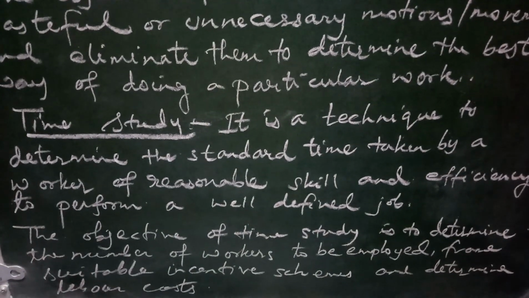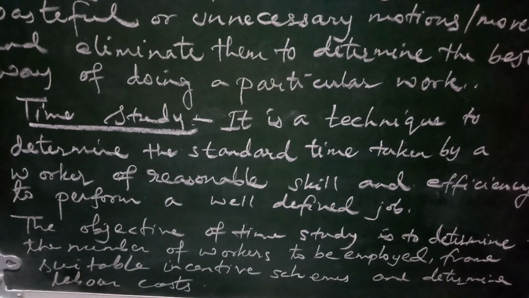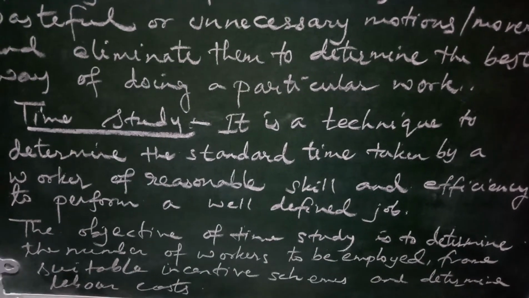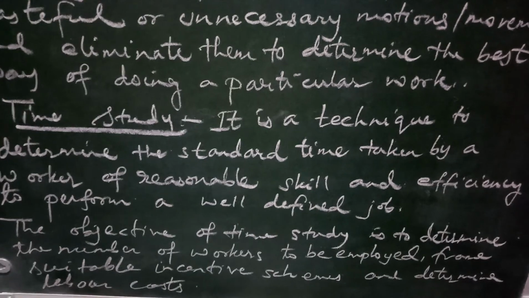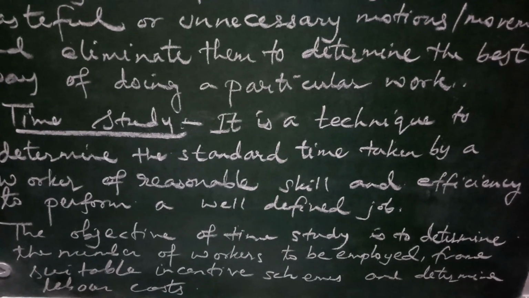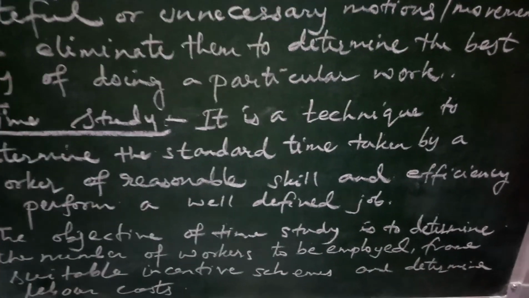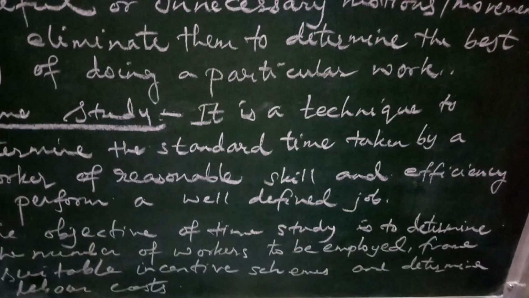The fourth technique of scientific management is the time study. It is a technique to determine the standard time taken by a worker of reasonable skill and efficiency to perform a well-defined job. The objective of time study is to determine the number of workers to be employed, frame suitable incentive schemes, and to determine the labor cost.